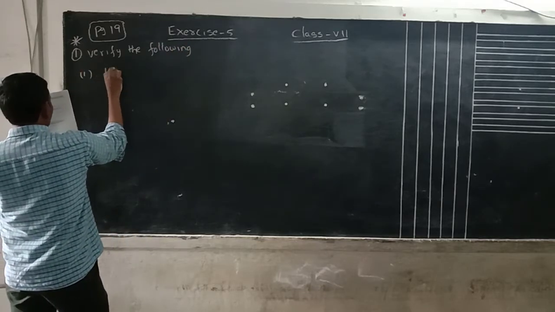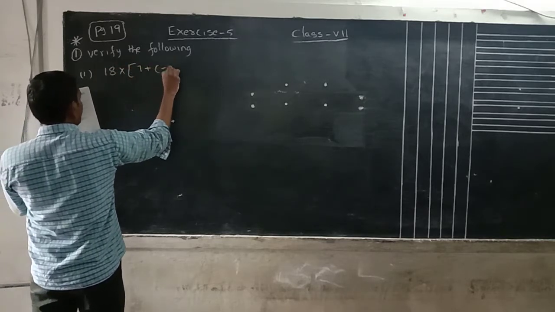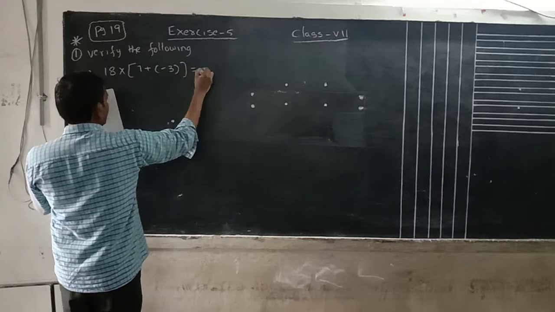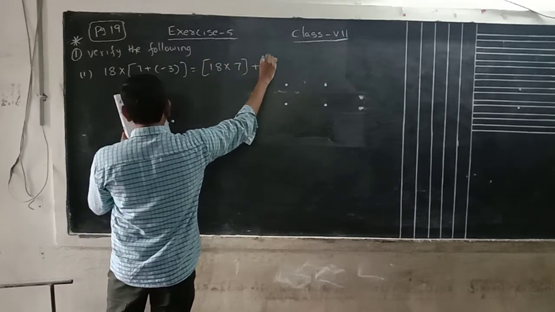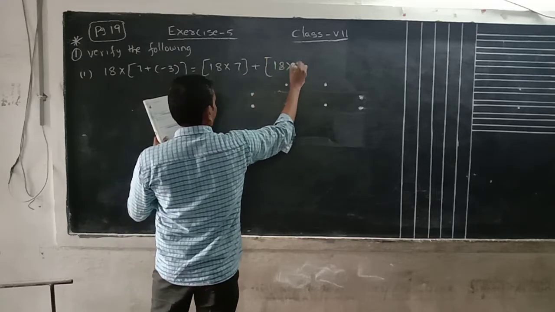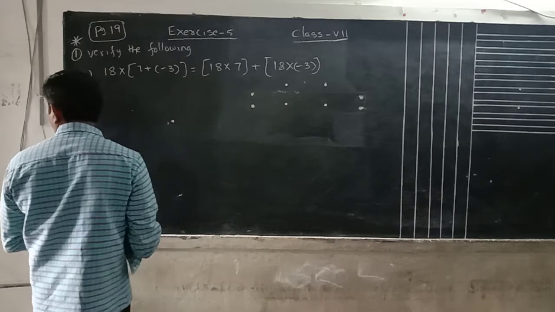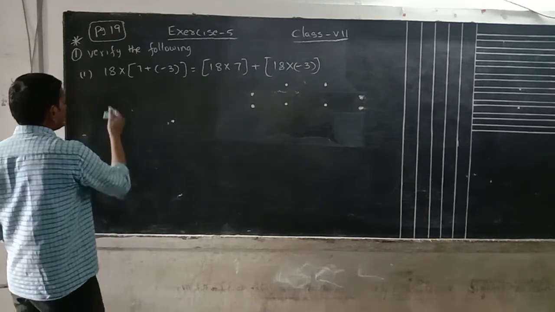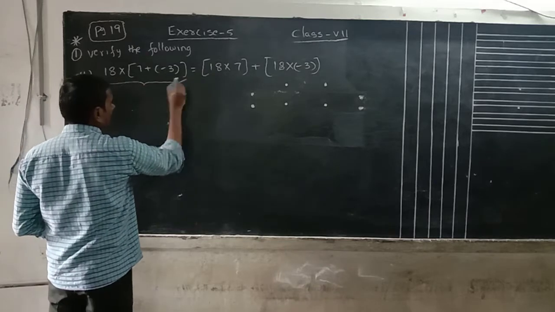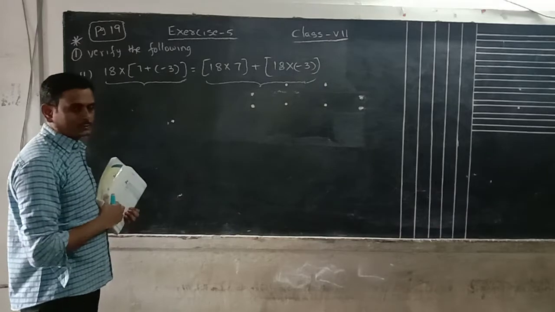One question, prove yourself: 18 into 7 plus or minus 3 equal to 18 into 7 plus 18 into minus 3. This is the question given. First, this part I want to simplify. Later, this part you have to simplify. Both parts you have to simplify.